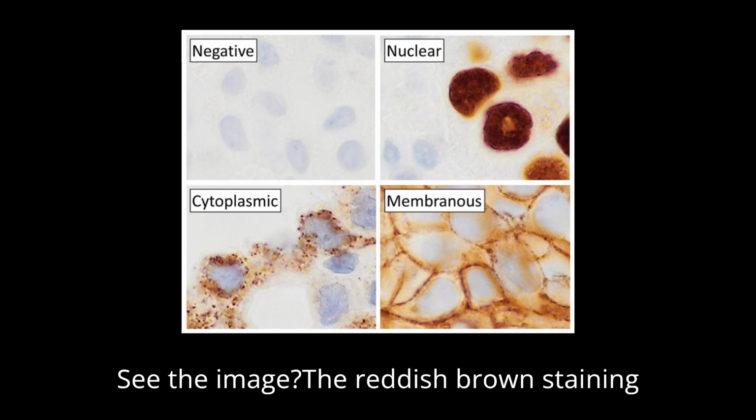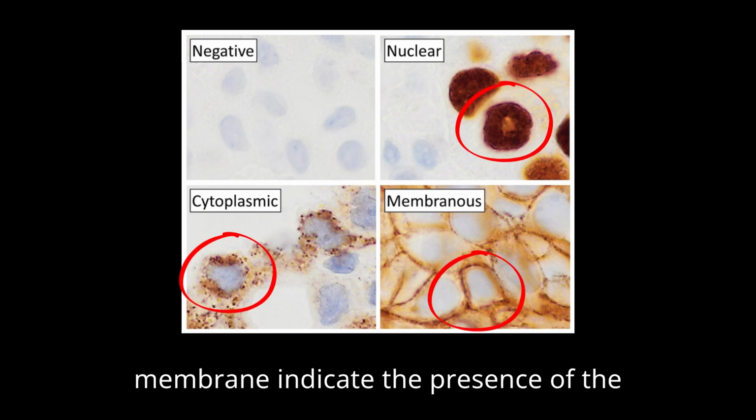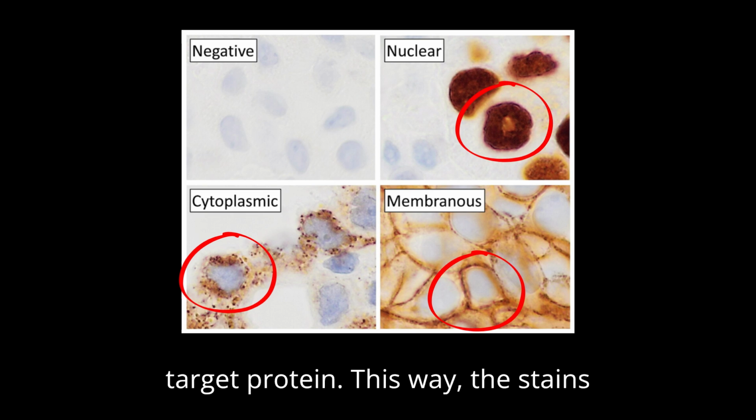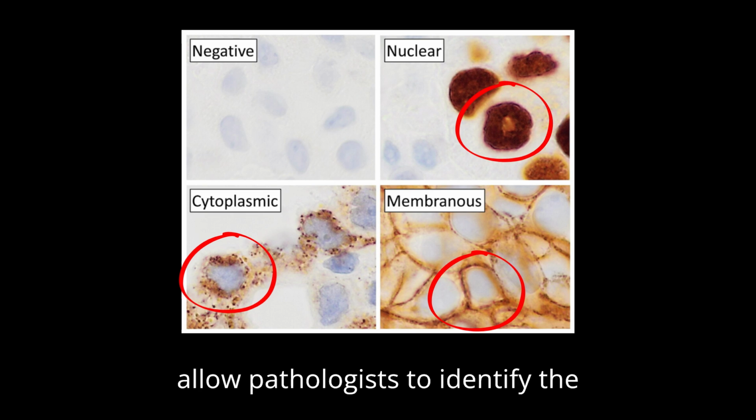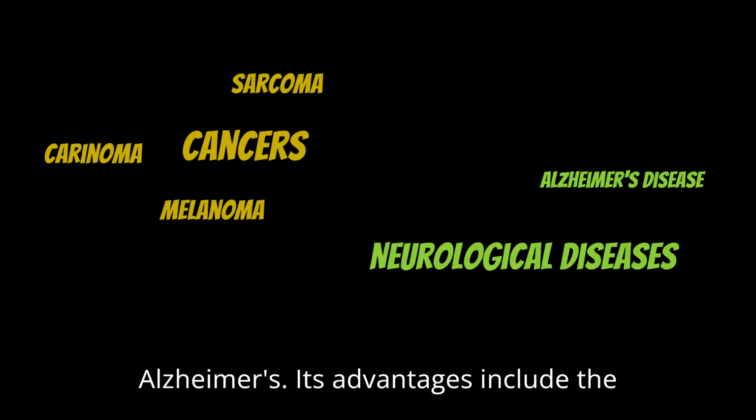See the image? The reddish-brown staining shown in the nucleus, cytoplasm, and the membrane indicate the presence of the target protein. This way, the stains allow pathologists to identify the presence of a disease. Immunohistochemistry is mostly used to diagnose cancers such as carcinoma, melanoma, or sarcoma, but also neurological diseases such as Alzheimer's.